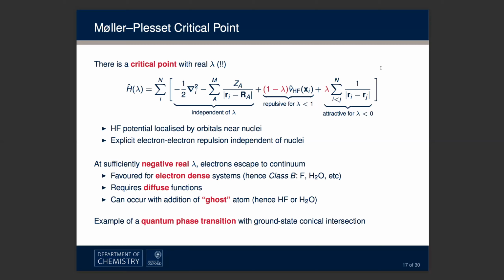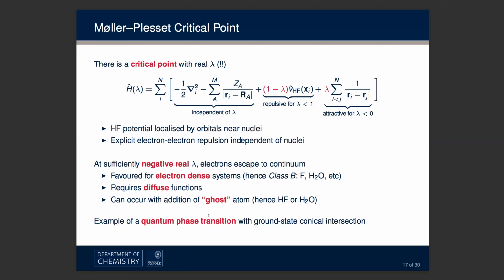And for this reason, we need to introduce diffuse basis functions, which are able to model that unbound cluster of electrons. But it can also occur if we have a ghost atom in our molecule. And in this case, you might consider hydrogen fluoride, where the hydrogen is a ghost atom to our fluorine atom. So as we have a very negative lambda, the electrons jump from the fluorine onto the hydrogen.